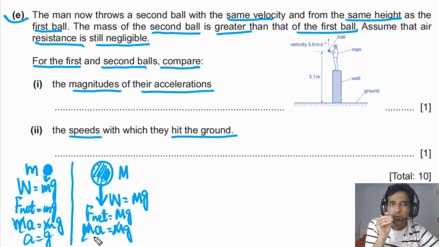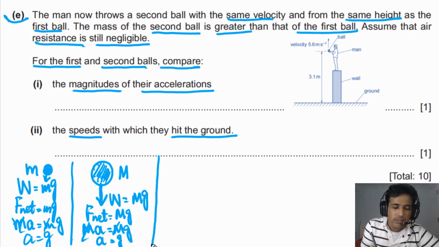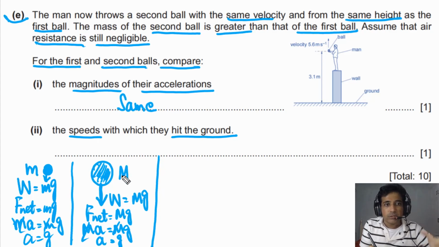So you need to be very clear about this point. From here simply we can say here a is also equal to g. So acceleration due to gravity is independent of mass if there is no air resistance. So for the first case, simply we can say acceleration will be the same, or simply you can say they have equal magnitude of acceleration. Next we need to consider the speeds.